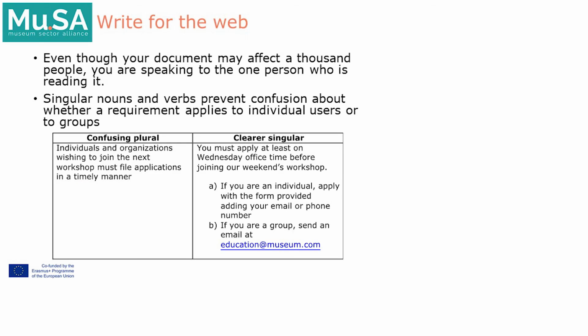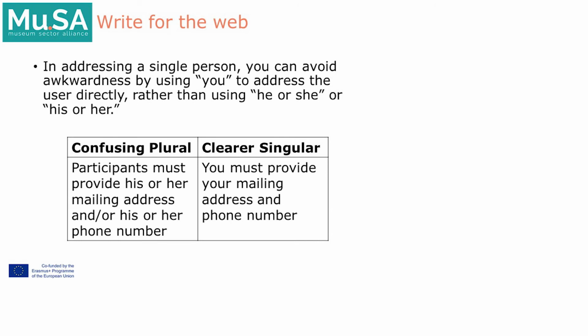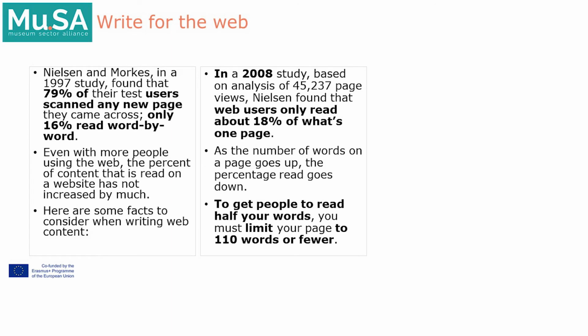Let's move to practical indications for online content writing. First of all, you should prefer singular nouns and verbs because plural could confuse readers. If you are talking to a single person, address the user directly. Usually, users rapidly scan the text and look for the information they need without reading a text word by word.